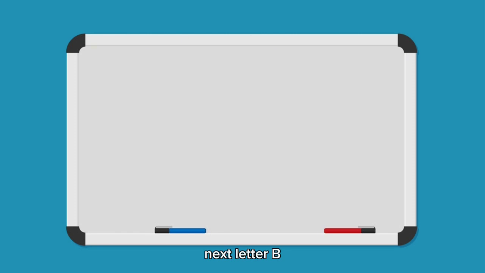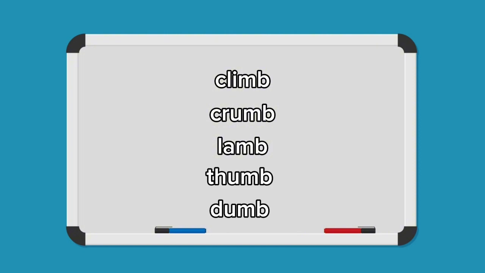Next, letter B. Example: climb, crumb, lamb, tomb, dumb. We ignore the B at the end, so if you say those words like climb, crumb, lamb, tomb, dumb with the B sound, that's the wrong way to say it.